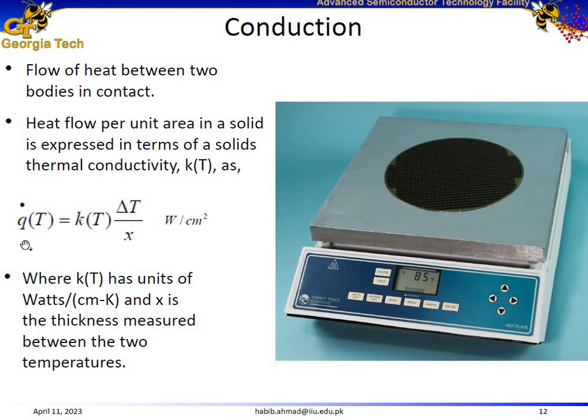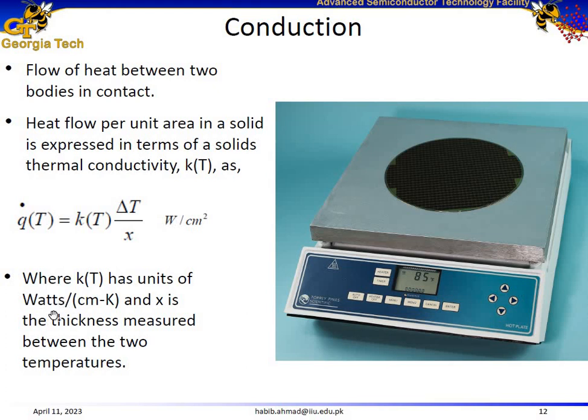Now here is a formula for heat flow per unit area in a solid, which is equal to KFT, where KFT is called thermal conductivity, and it's measured in watts per centimeter Kelvin. It's an important parameter for heat flow in semiconductors, for heat flow in silicon, for heat flow in gallium nitride, for heat flow in aluminum nitride.